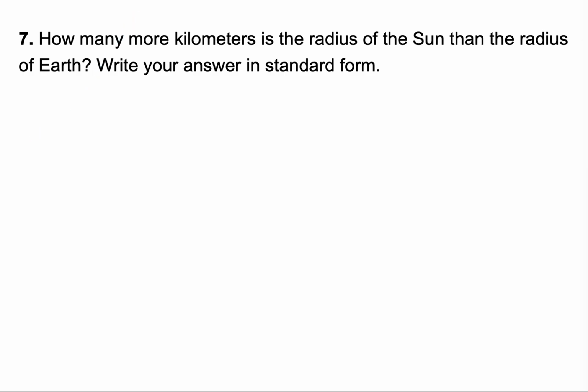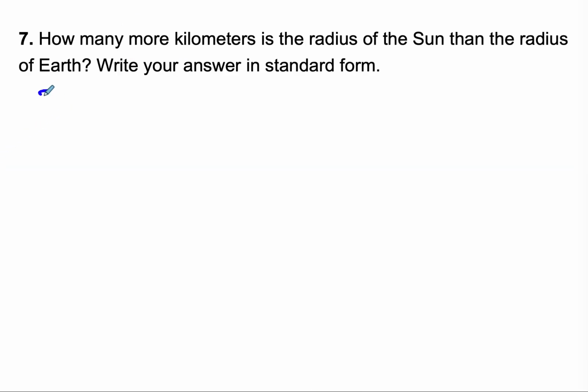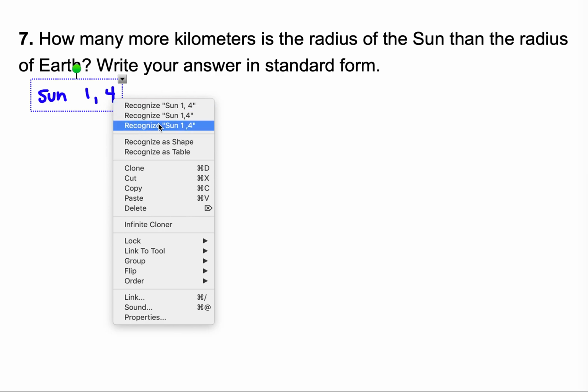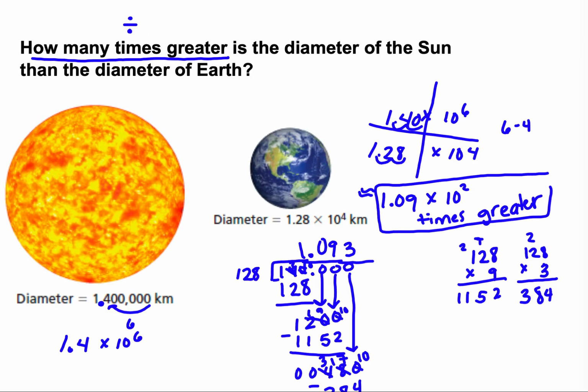Okay, so let's go ahead and check our answers. So radius is half of the diameter. They're asking for an answer in standard form, so I'm going to go ahead and operate with my numbers in standard form. So originally my diameter was, for the sun, 1,400,000. Oh my goodness. Crazy things going on with my pen here. Okay, 1,400,000. So if I take that and I divide by 2, my radius is going to be 700,000.